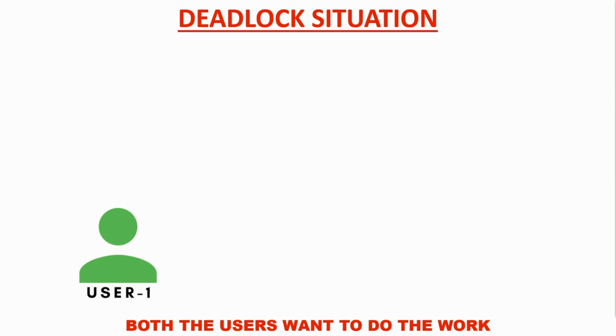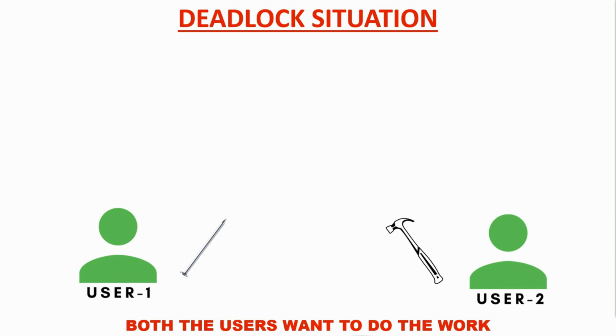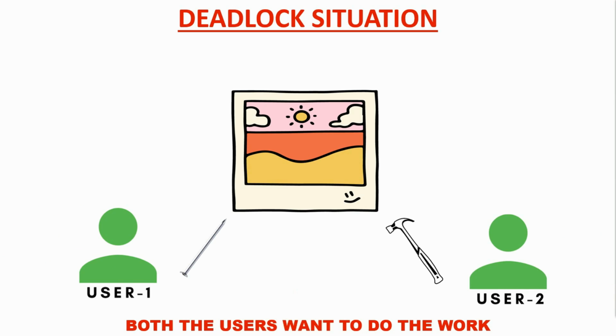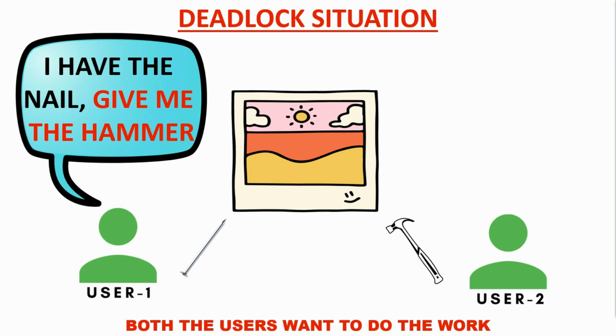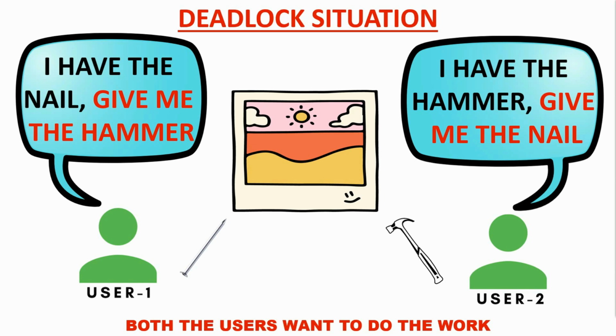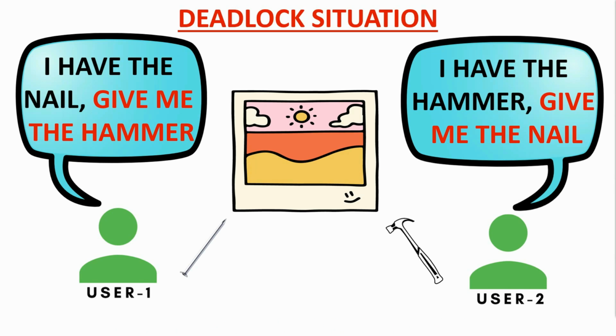User 1 has the nail and user 2 has the hammer, and both of them want to hang a picture on the wall. User 1 wants the hammer that user 2 has so he can do the job, but user 2 wants the nail that user 1 has so he can finish the work. If neither of the users give up, the situation will never end and the job to hang the picture on the wall will never complete. This is a real life example of a deadlock.